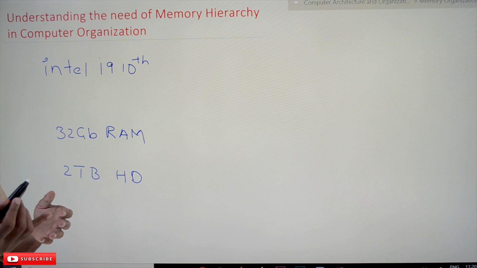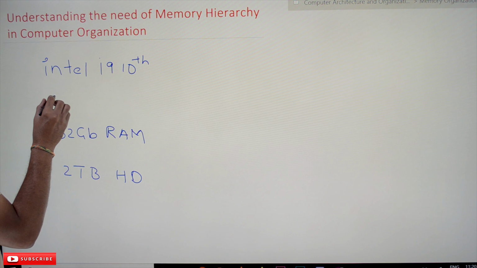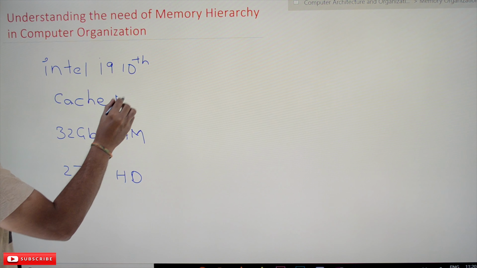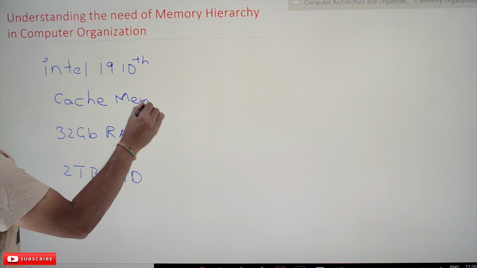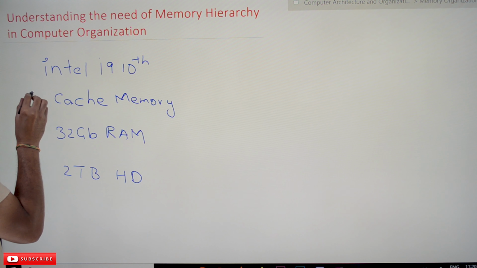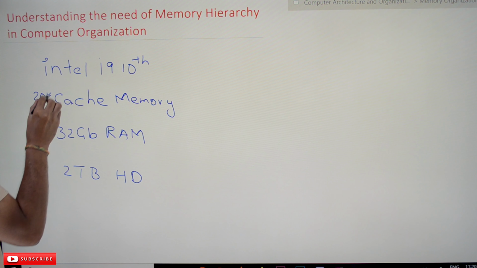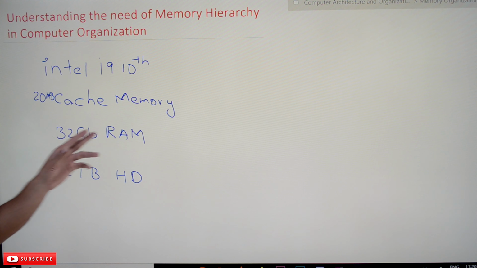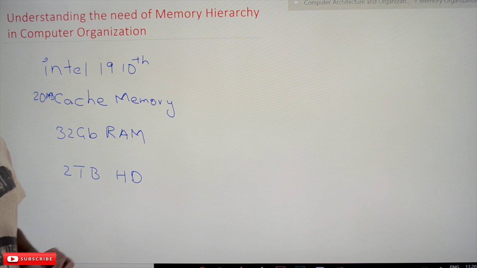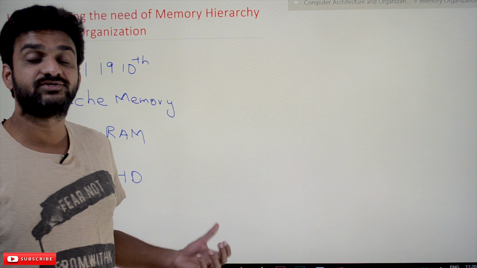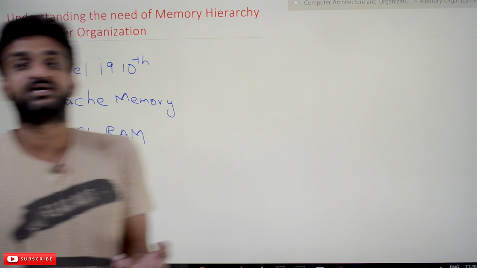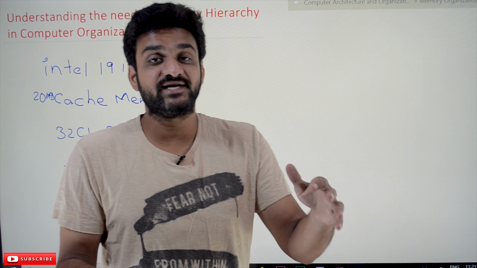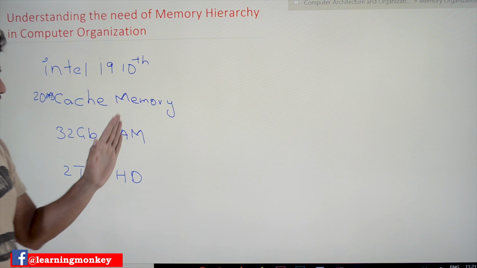Within the processor, we are going to have a memory component called cache memory, and we have decided that the cache memory is of 20 MB. So we would like to have 20 MB cache memory, 32 GB RAM and a 2 TB hard disk. These are the components that we would like to have in our computer. So with that, we have decided what we want to have.